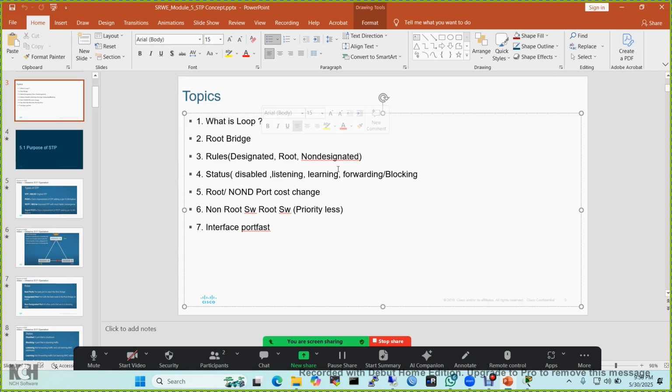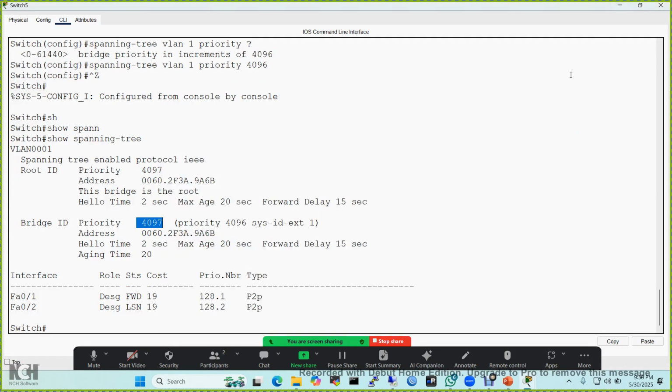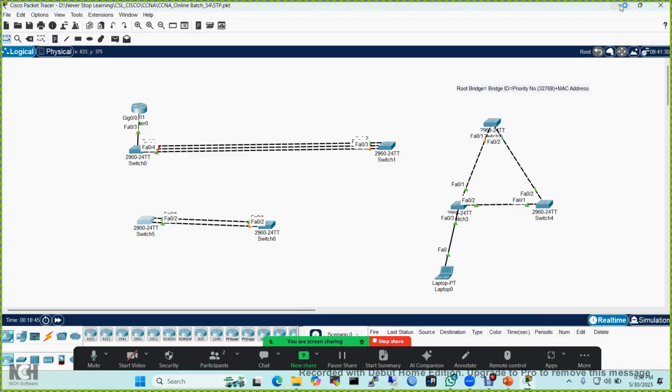Now I am going to these other two parts. It will make you more clear. Already we have learned two things: why we use STP, and which switch can be the root bridge. From these three switches, can you say which one is the root bridge? I think we need to check first. Maybe it can be switch 4 or switch 3.